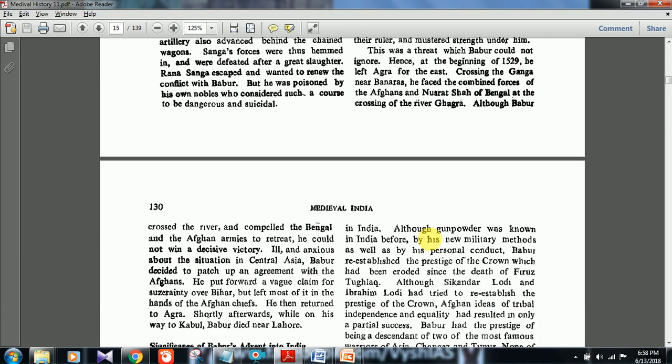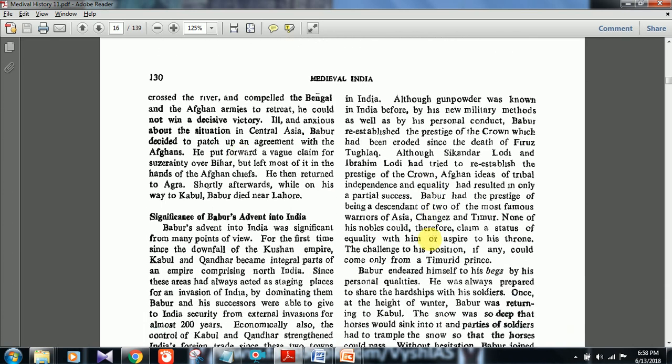Although Babur crossed the river and compelled the Bengal and the Afghan armies to retreat, he could not win a decisive victory. Then Babur decided to patch up an agreement with the Afghans. He put forward a vague claim for suzerainty over Bihar, but left most of it in the hands of the Afghan chiefs. He then returned to Agra. Shortly afterwards, while on his way to Kabul, Babur died near Lahore.